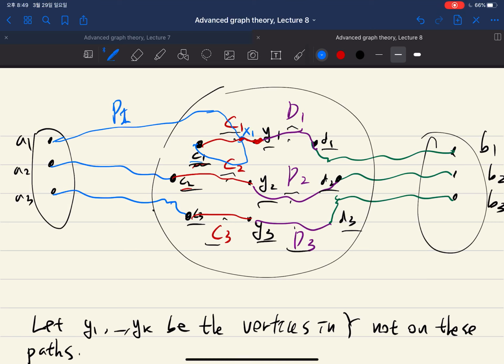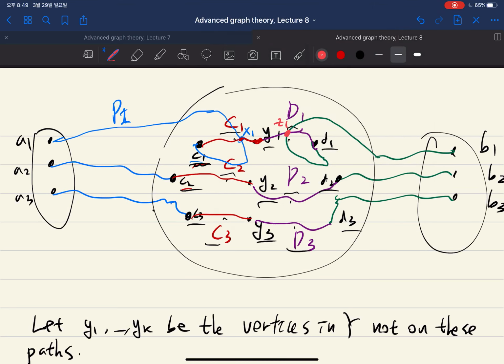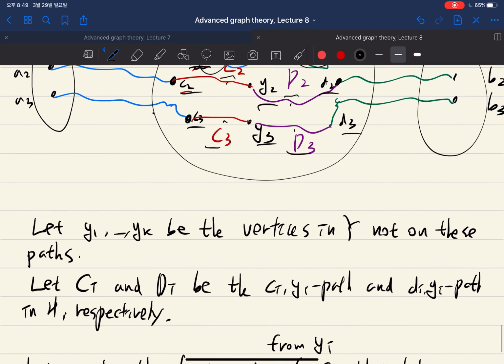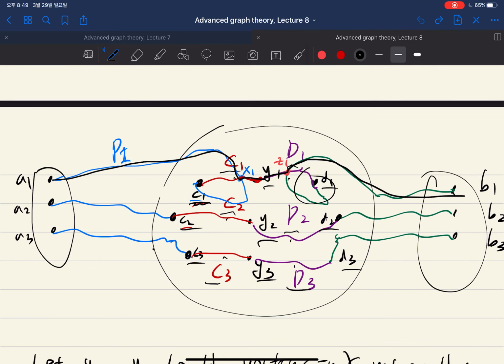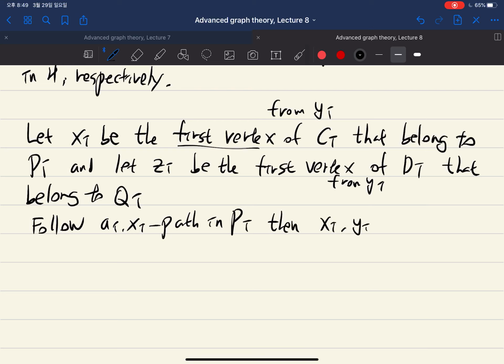So this is X1, and let's say this looks this way, then this is G1. And what we want to take is the paths using only this. We want to cut this part so that we actually get the path. So we follow AI XI path in PI, then XI YI path in CI, YI GI path in DI.